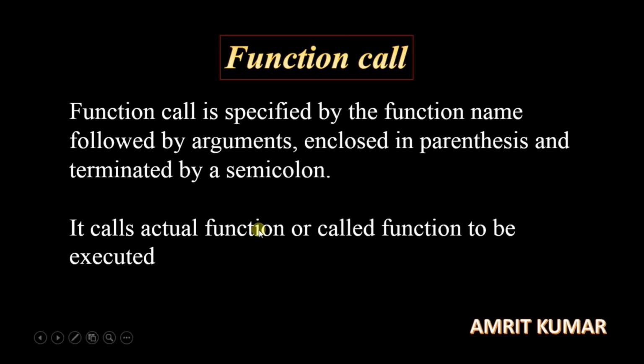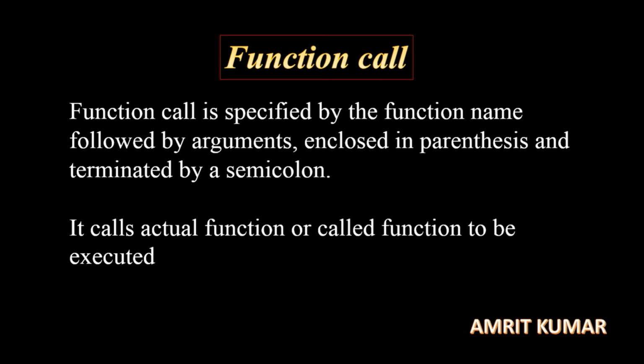So, function call. A function call is specified by the function name followed by arguments enclosed in parentheses and terminated by a semicolon. If you want to call any function in C language, you have to specify the name of the function followed by the arguments, if you are using arguments, enclosed in parentheses and terminated by a semicolon. Through this way you can call your function. It calls the actual function, or called function, to be executed.